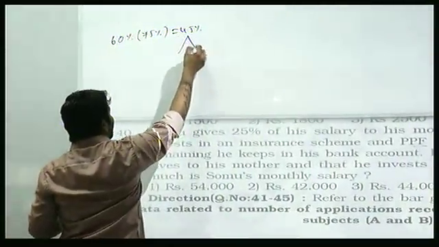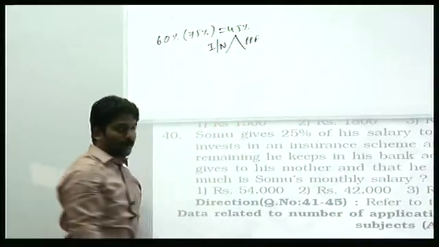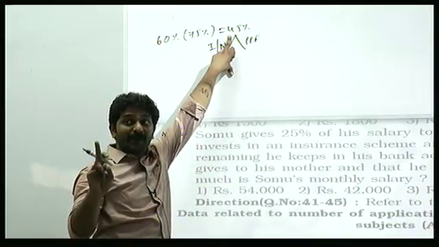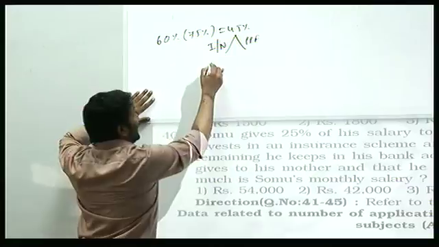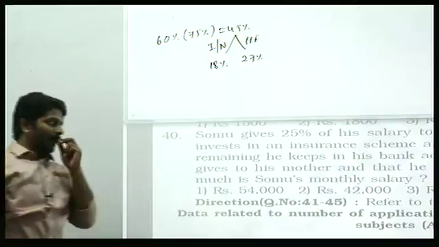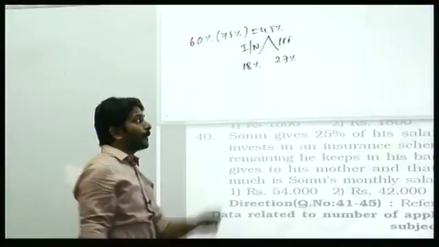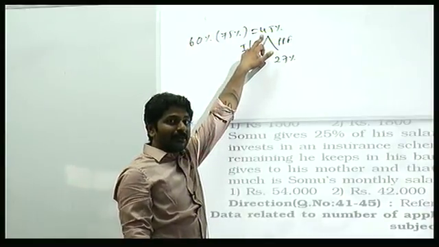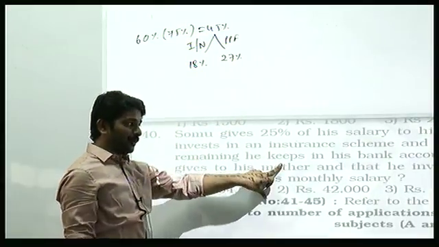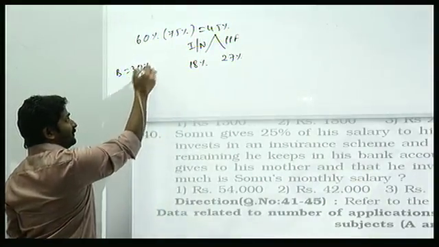Now 45% is divided into insurance and then PPF in the respective ratio 2:3. So total 5 parts we have. 5 parts is equal to 45. Each part is 9. 2 parts 18 and then 3 parts 27. And the remaining he keeps in his bank account. So 25% is given to mother, 45% is invested. Total how much is over? 70% is over. Remaining is 30%. So the remaining amount, 30%, is kept in the bank account.